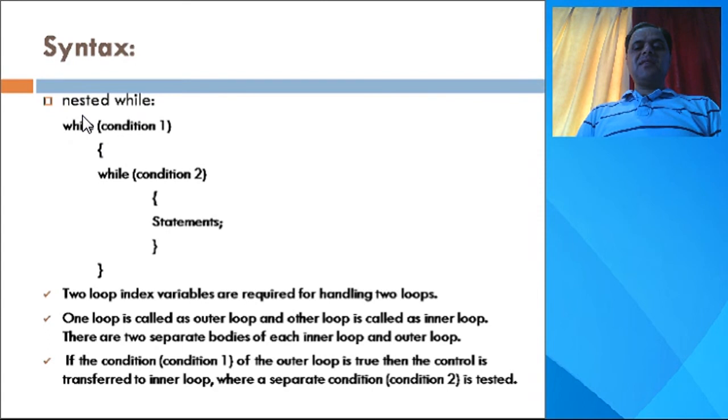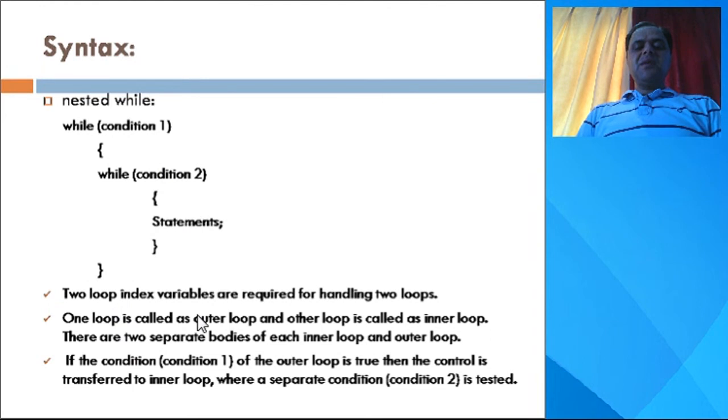Now the syntax of nesting, for example, with a while loop: while condition 1, if this condition is true, then while condition 2, and if this condition 2 is true, then the statements will be executed. So for execution of the statements, we require condition 1 and condition 2 to be true. When condition 1 is true, only then control goes to condition 2, and when condition 2 is true, then the statements will be executed.